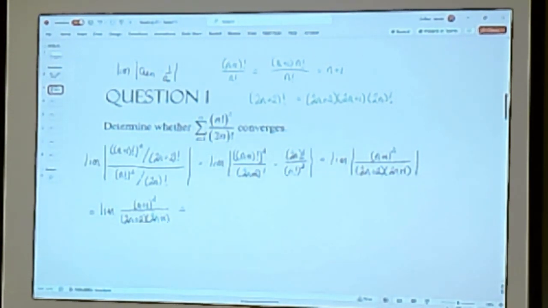Degree of the numerator is 2. Degree of the denominator is 2. So you have to look at the ratio of the leading terms. Coefficient of the numerator is 1, right? Coefficient of the denominator is 4. It's 2 times 2, because you have to distribute the 2n to the 2n. Oh, because that's what it would look like if it was actually as a polynomial. Okay.